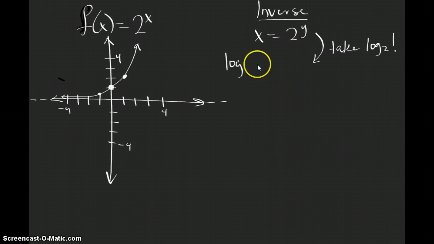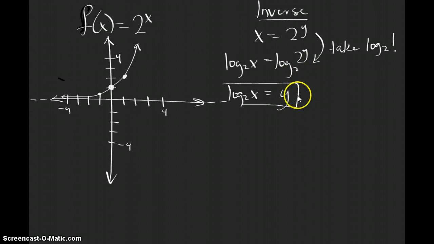So log base 2 of x is what I'd have over here on the left, and then log base 2 of 2 to the y is what I'd have on the right. But log base 2 of 2 to the y is just y. So this is my inverse function, y equals log base 2 of x.